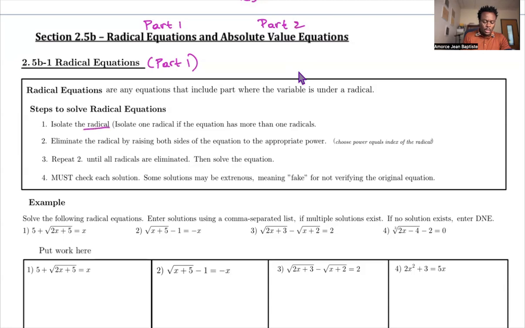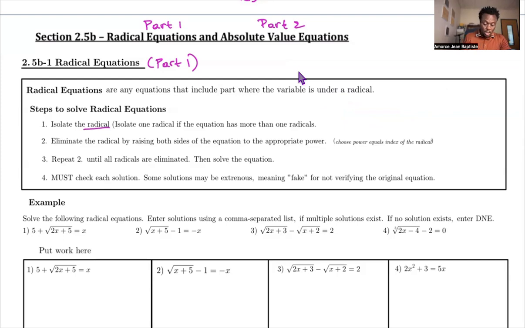Isolate the radical. If you have more than one radical, then you're going to try to make sure that one of them is isolated. Next step, eliminate the radical by choosing the appropriate exponent to raise both sides of the equation to. If you have the square root, the appropriate exponent will be 2. If you have a cube root, the appropriate exponent will be 3. So you choose the right exponent to eliminate the radical that you isolated, at least one of them, or both of them, or all of them.